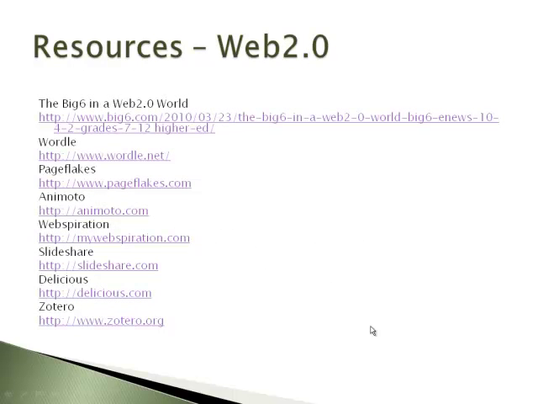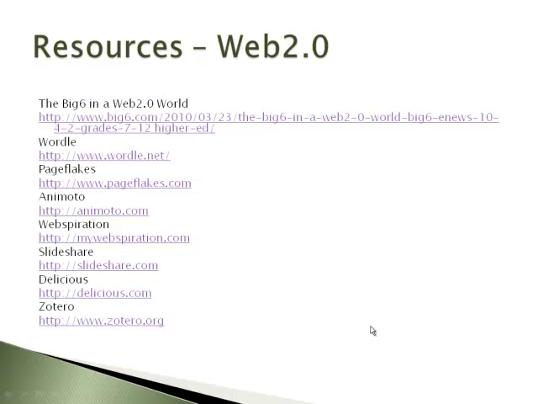And of course we have to have our Web 2.0 resources. The first one is an article that I wrote for the Big 6 e-newsletter, for which I write a column a few times a year. This particular article started my whole career that I have on the side of talking to people and sharing ideas about using Web 2.0 to enhance information literacy.